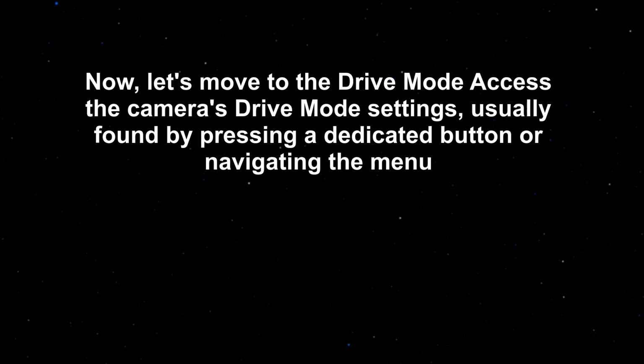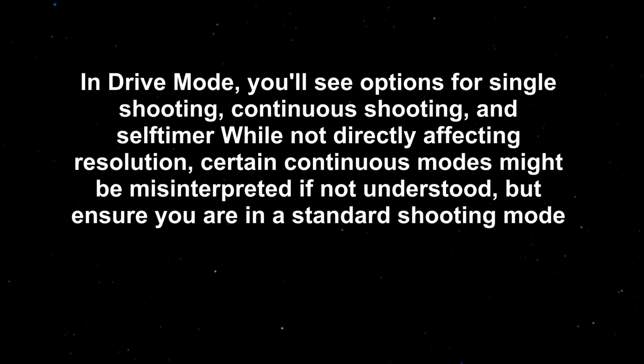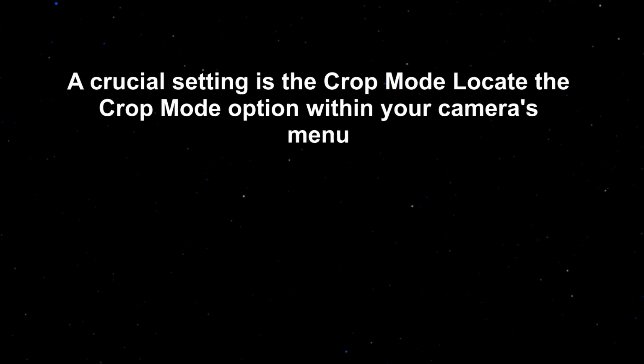Access the camera's drive mode settings, usually found by pressing a dedicated button or navigating the menu. In drive mode, you'll see options for single shooting, continuous shooting, and self-timer. While not directly affecting resolution, certain continuous modes might be misinterpreted if not understood, but ensure you are in a standard shooting mode. A crucial setting is the crop mode.